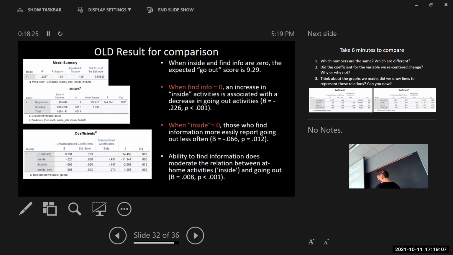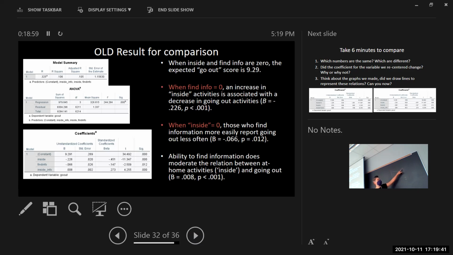Because, remember how we had our slopes before? So if those are our 2 slopes, we're talking about this line right here. But we're looking at the difference between these 2 points, when it's 0 or when it's 10.